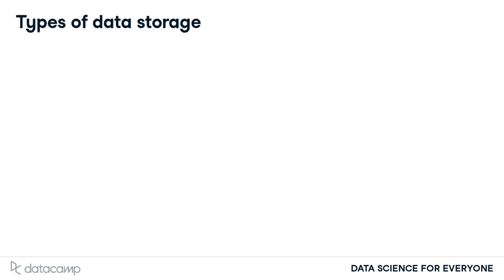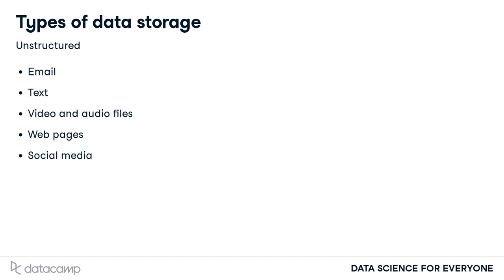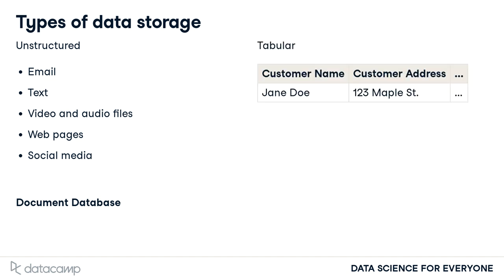Different types of data require different storage solutions. Some data is unstructured, like email, text, video and audio files, web pages, and social media messages. This type of data is often stored in a type of database called a document database. More commonly, data can be expressed as tables of information, like what you might find in a spreadsheet. A database that stores information in tables is called a relational database. Both of these types of databases can be found on the cloud storage providers that were mentioned earlier.